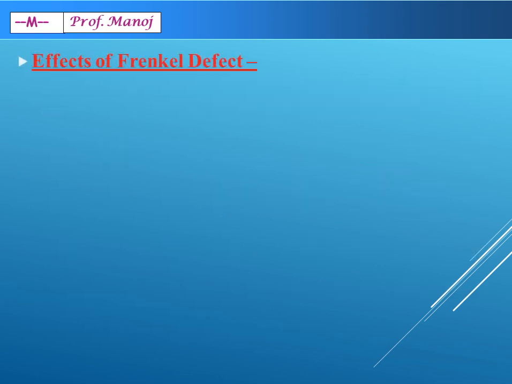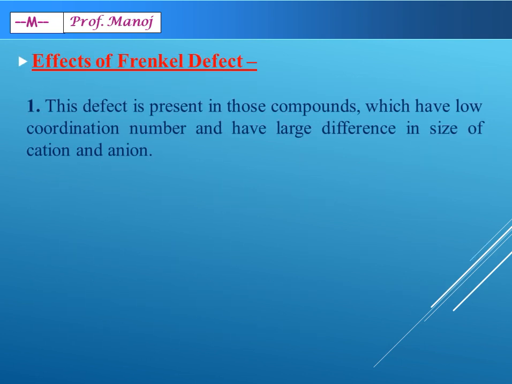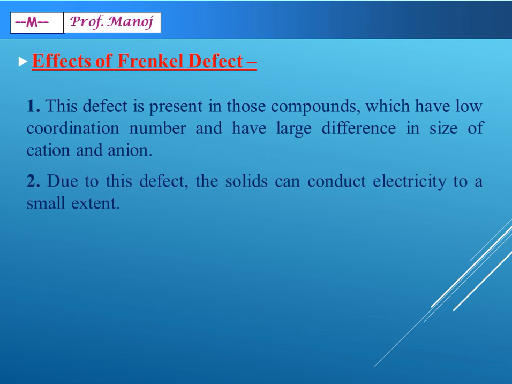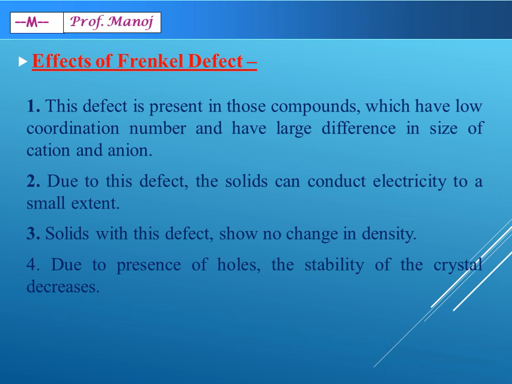Let us come to the consequences of Frenkel defect. This defect is found in those compounds which have low coordination number and a large difference in the size of cations and anions. Due to this defect, solids can conduct electricity to a smaller extent. Solids with this defect show no change in density, obviously because the mass has remained the same. Due to the presence of holes, the stability of the crystal also slightly decreases.